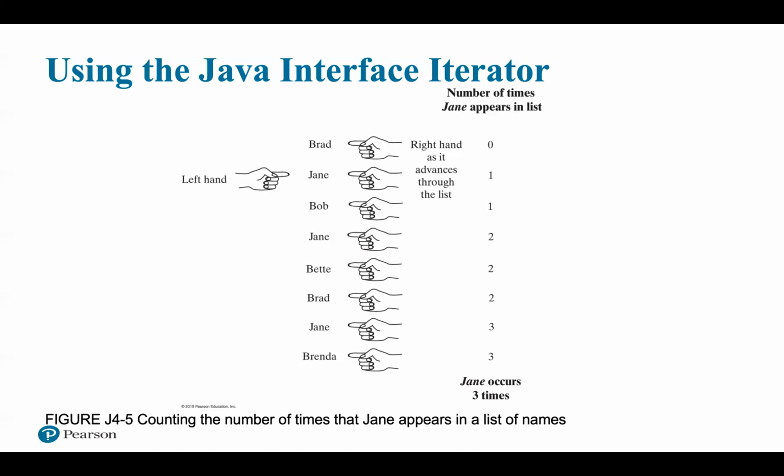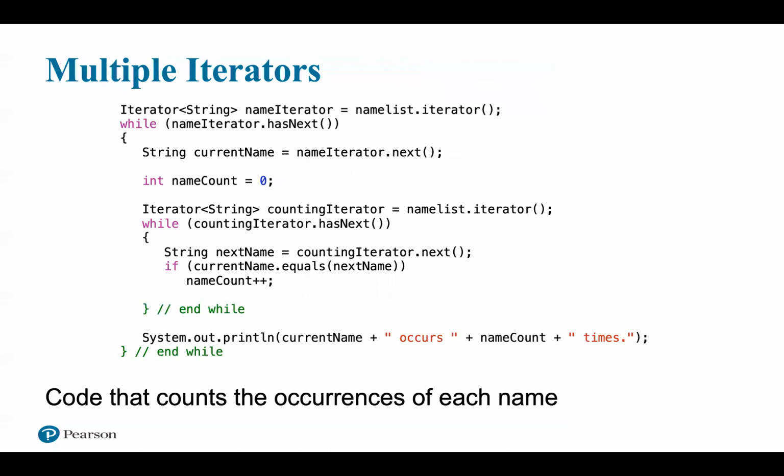So try it with the names in Figure J4-5, as we were showing in the figure here. Since your left hand will encounter Jane 3 times, you will repeat the computation needlessly unless you are careful. So that's just something we'll talk about a little bit more later.